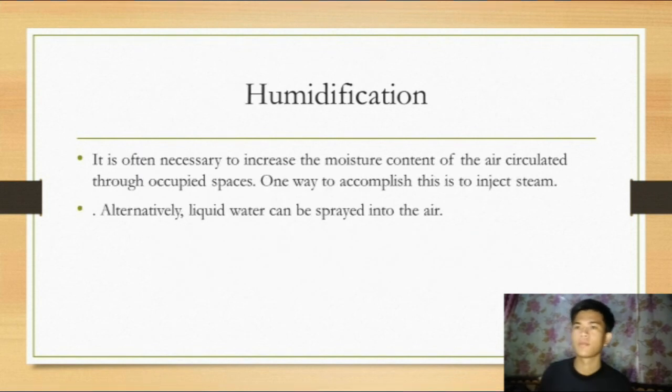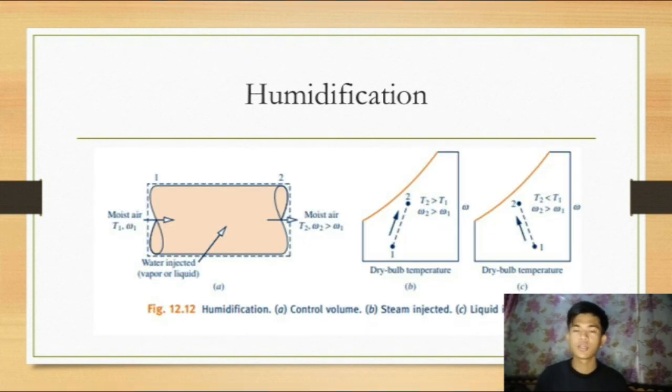The equation shows the energy rate balance for dehumidification. Next, let's go to the humidification process, or increasing the humidity in the air. It is often necessary to increase the moisture content of the air circulated through occupied spaces. One way to accomplish this is to inject steam. Alternatively, liquid water can be sprayed into the air.